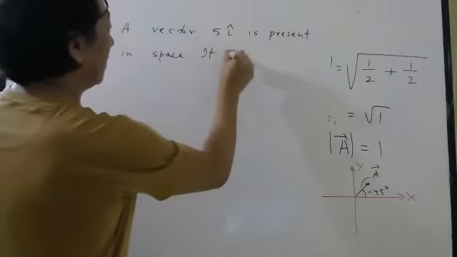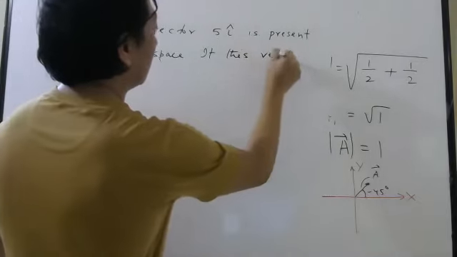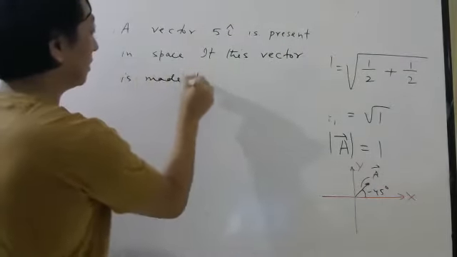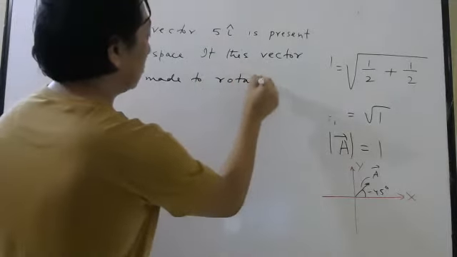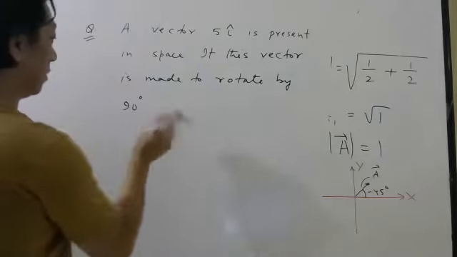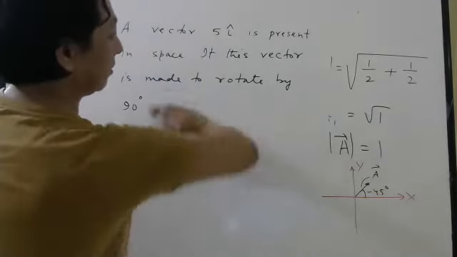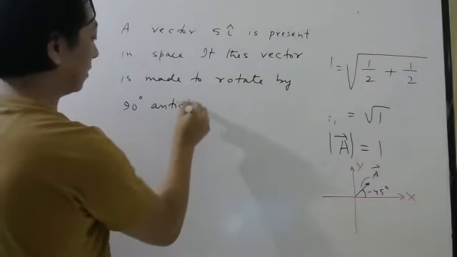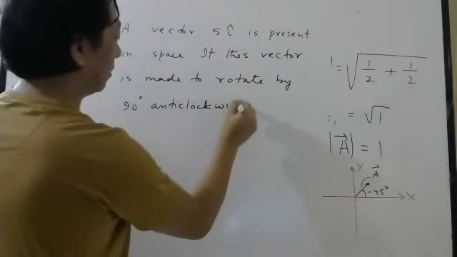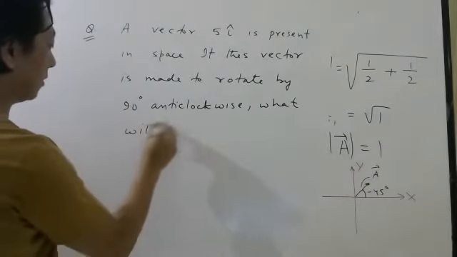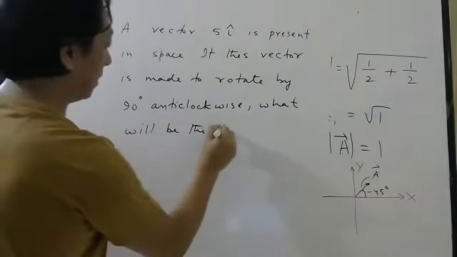If this vector is made to rotate by 90 degrees, is this clockwise or anti-clockwise? This is anti-clockwise. What will be the new vector?